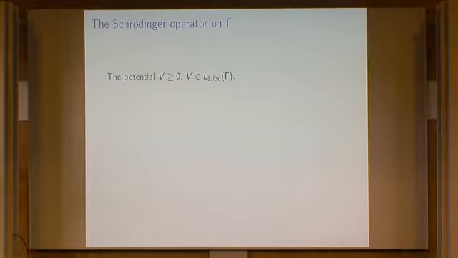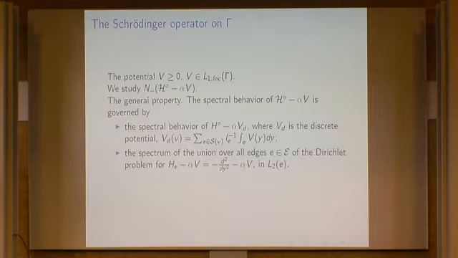So for the Schrödinger operator, we take a potential V being an L1 local function on gamma. What does it mean? It means that we have some potential V on each edge, so it's a collection of functions on edges. We study as before the number of negative eigenvalues of the perturbed operator, and it was found out that the spectral behavior of the Schrödinger operator is governed by two completely different objects. One of them is the spectral behavior of the discrete operator, the operator of the discrete graph, with some effective potential Vd, which is obtained from V by taking a weighted sum of integrals over the edges which contain this vertex.